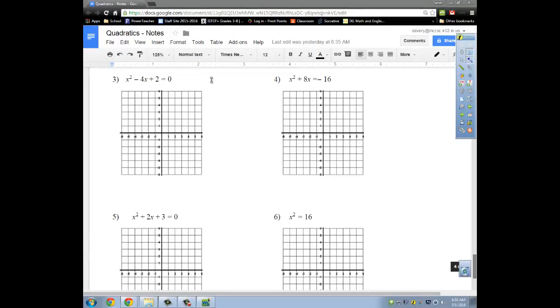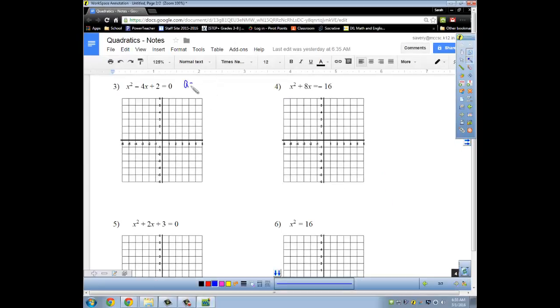For question 3, doing the same thing. This time my a is 1, my b is negative 4, and my c is 2. So start off with the axis of symmetry. So that's x equals negative b over 2a. So negative b, well, b was negative 4, so negative 4 is positive 4. 2 times a, which is 1. So we get 4 over 2, which is just 2. So x equals 2 is my axis of symmetry.